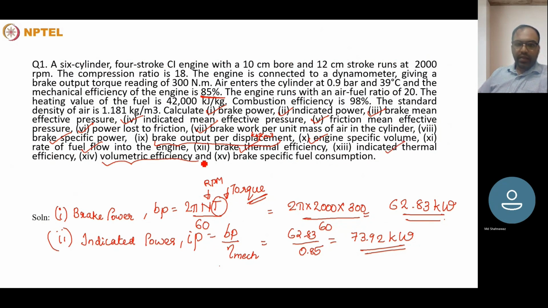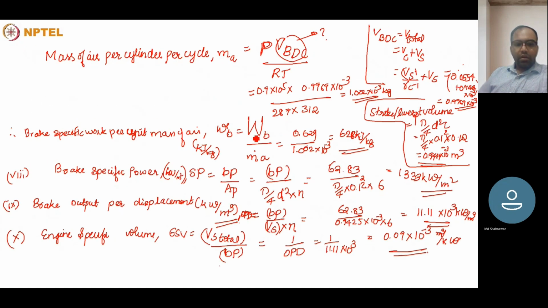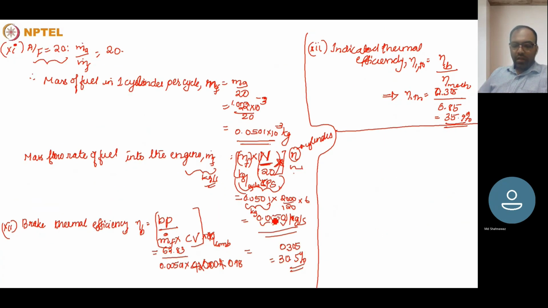Now we need to calculate the volumetric efficiency and the brake specific fuel consumption. So earlier we have calculated the brake power, brake output per displacement. So the engine specific volume will be the reciprocal of the brake output per displacement. The engine specific volume we have calculated in terms of meter cube per kilowatt. Next, we need to calculate the volumetric efficiency and the brake specific fuel consumption. The brake specific fuel consumption will be in terms of kilogram per kilowatt hour, the mass divided by the energy.